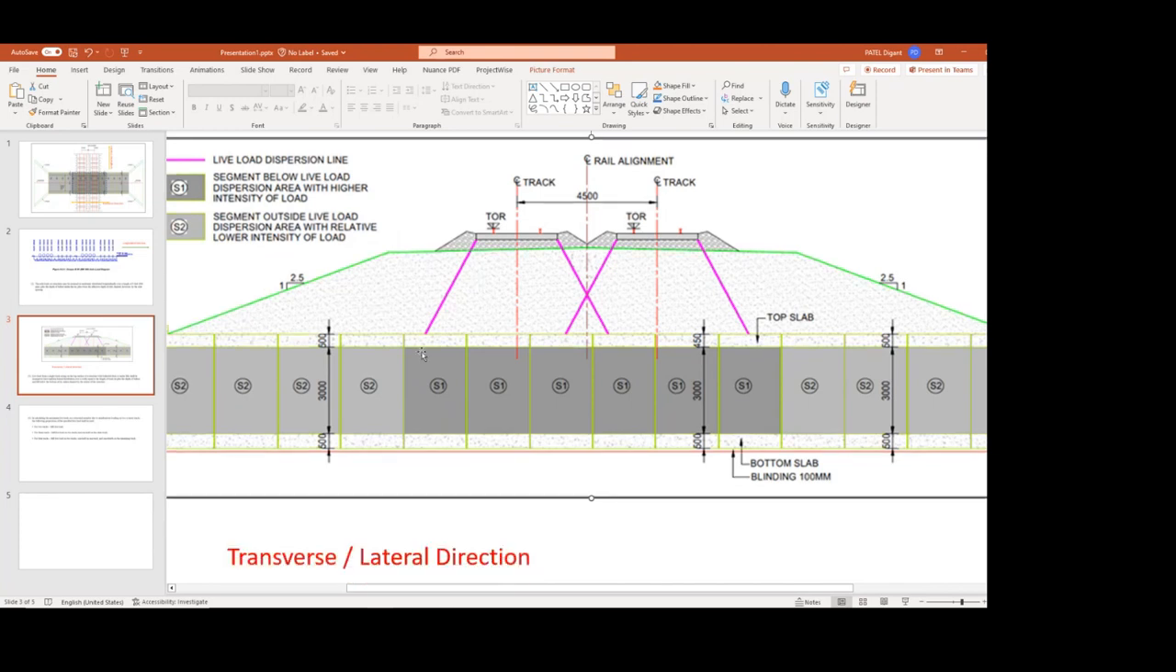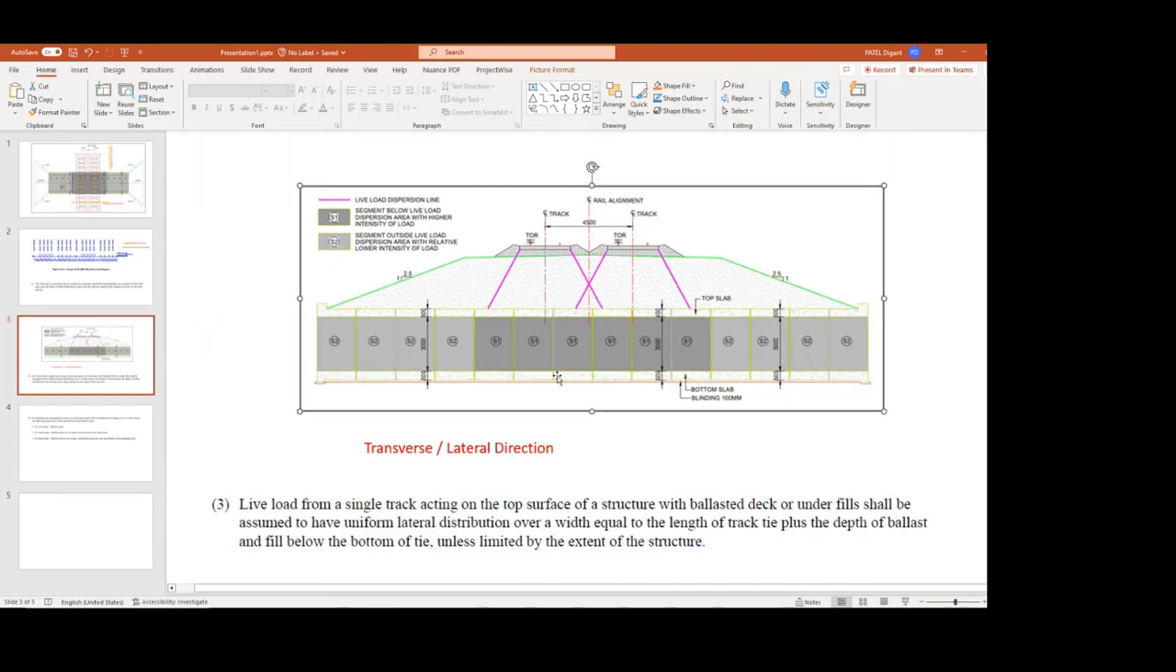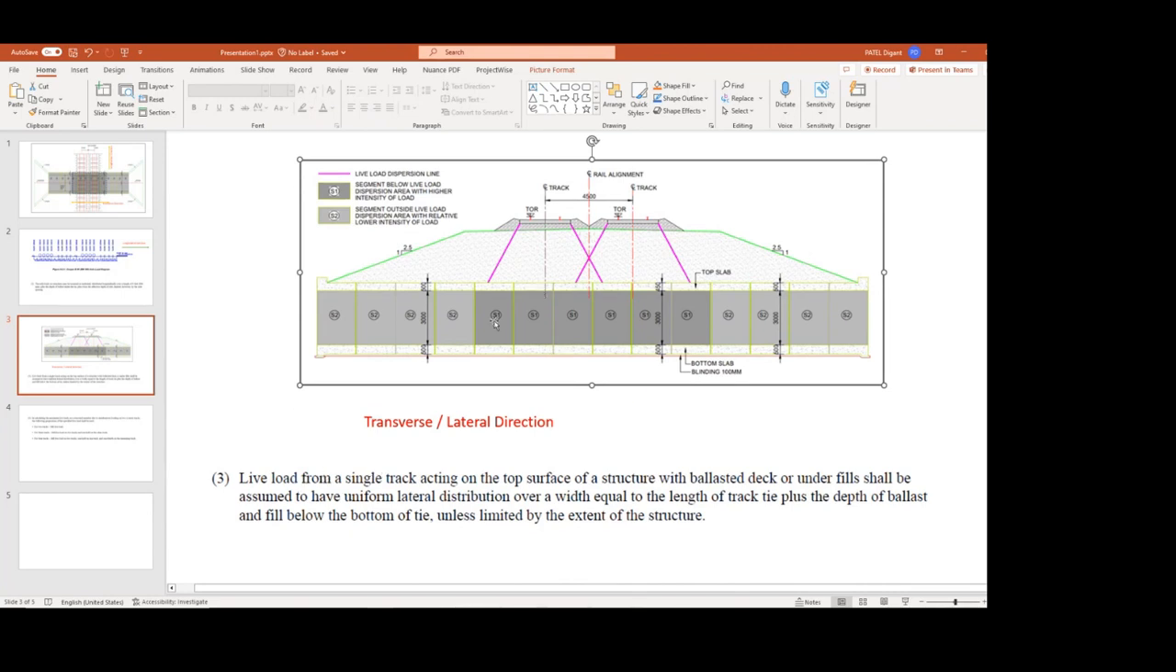So for fill depth, for this kind of structure or cross section, what does the code say? This is for dispersion in the transverse, or lateral, direction. For live load from a single track acting on the top surface of the structure with ballasted track or under the fill, it shall be assumed to have uniform lateral distribution over a width equal to the length of the tie, so this is basically the sleeper, plus the depth of ballast and the fill below the bottom of the tie, and limited by the extent of the structure. So this dispersion should not be greater than the width of the structure.